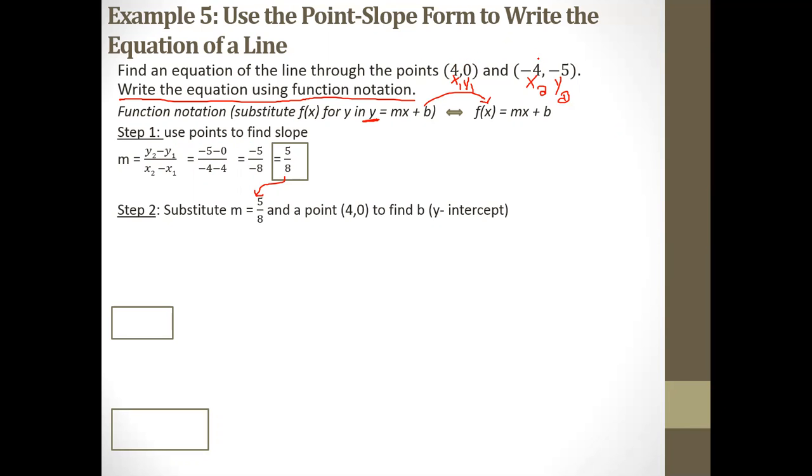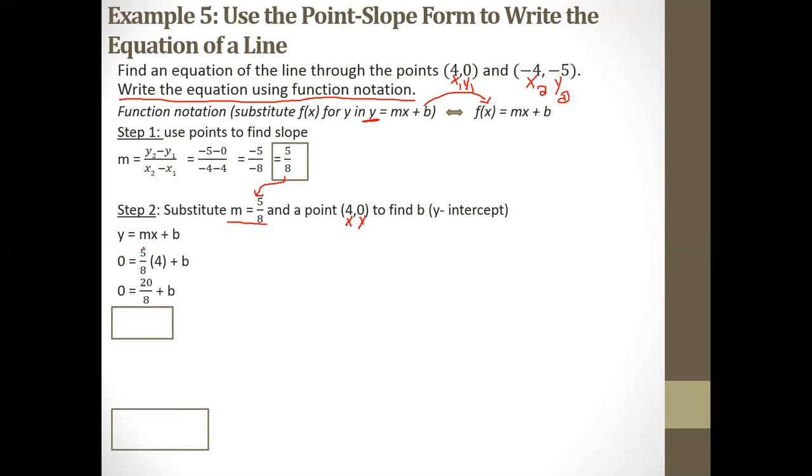So now that we found our slope, we'll just use one of the original points, either the (4, 0) or the (-4, -5). Either one of these points you could use. We're going to go ahead and use the first point, and we're going to find the y-intercept. So we're using the slope-intercept form of the equation. We're substituting 5/8 for our slope. We're going to use this ordered pair, 4 everywhere we see x, and 0 for the y coordinate. That gives us 0 equals 5/8 times 4 plus b.